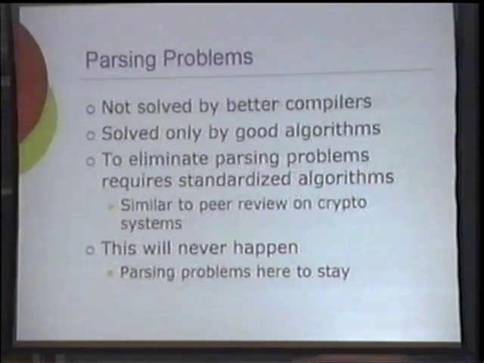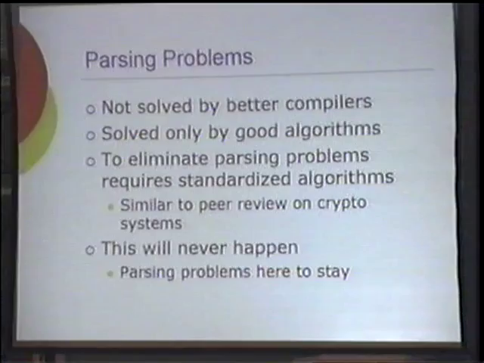So parsing problems, let's move on to something more interesting. They are not solved by better compilers. Rather, they're solved by having good algorithms. And most human beings are not very good at designing good algorithms. So there's this idea I had that maybe if someone built some standards for algorithms, we would have some peer review on that, similar to crypto, and these things would get better. But the fact is, I don't think this is ever really going to happen, because people don't really like standards, and everybody makes exceptions to the rules. So I think for a long time, we're going to be looking at parsing issues.